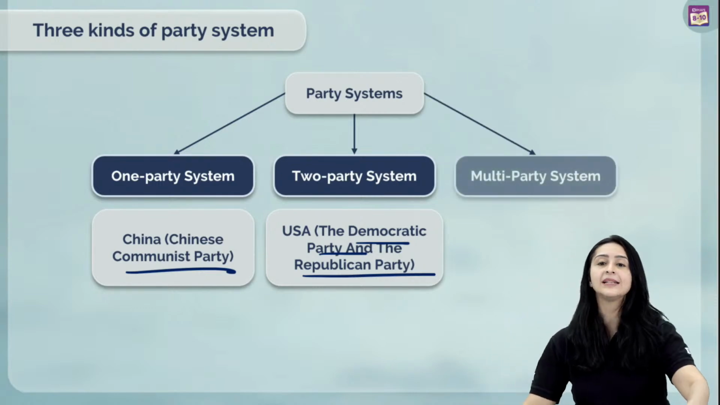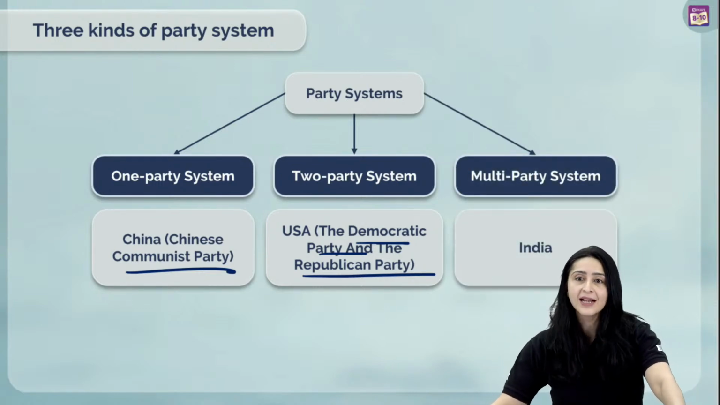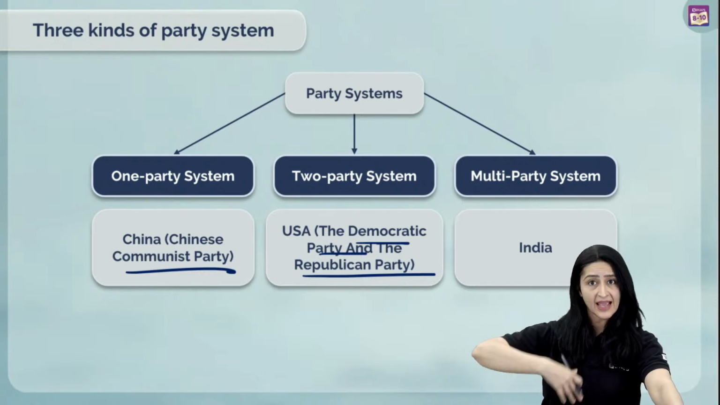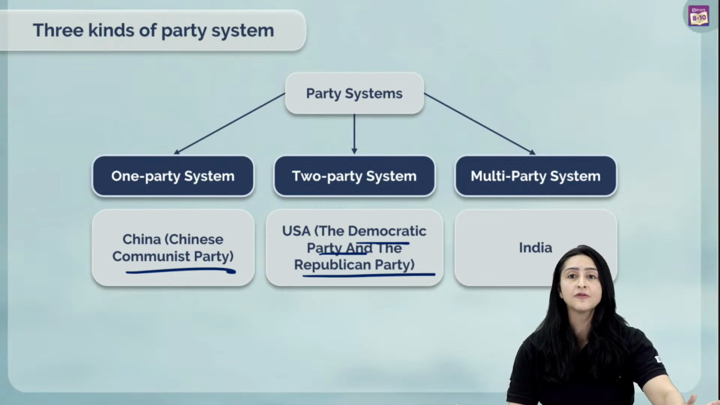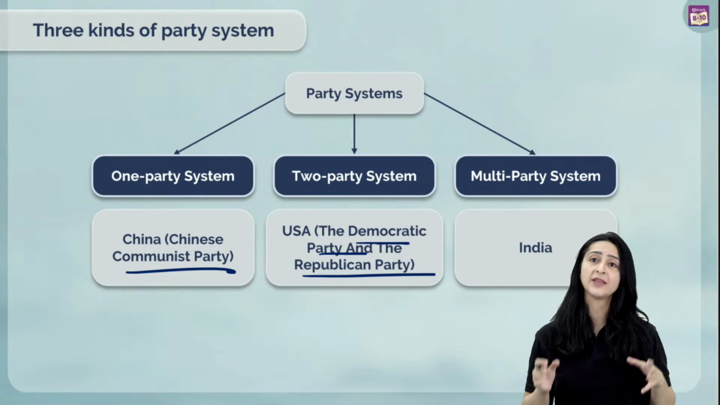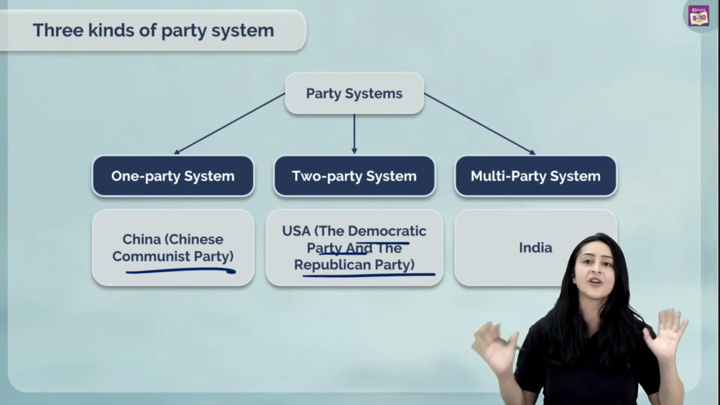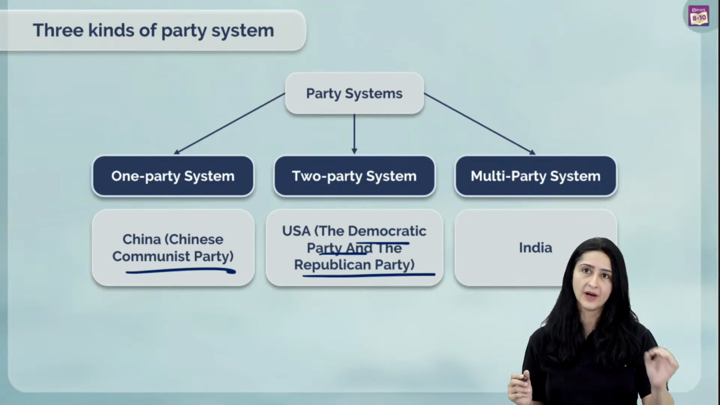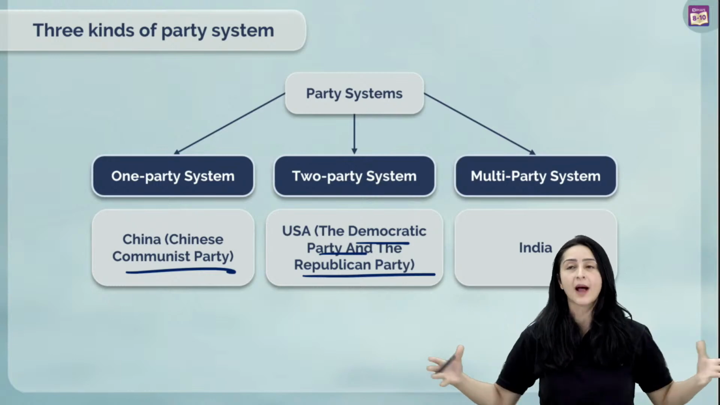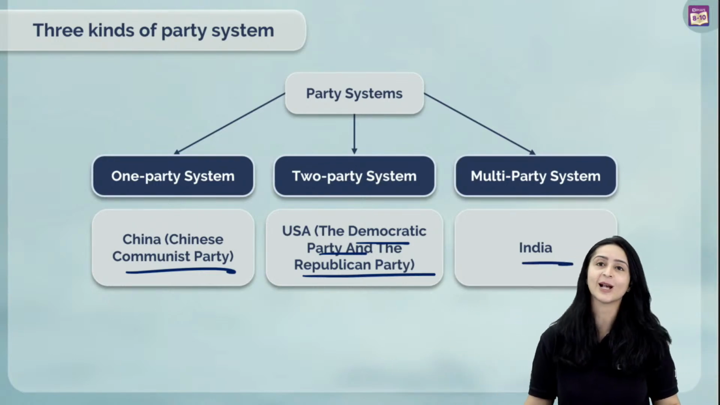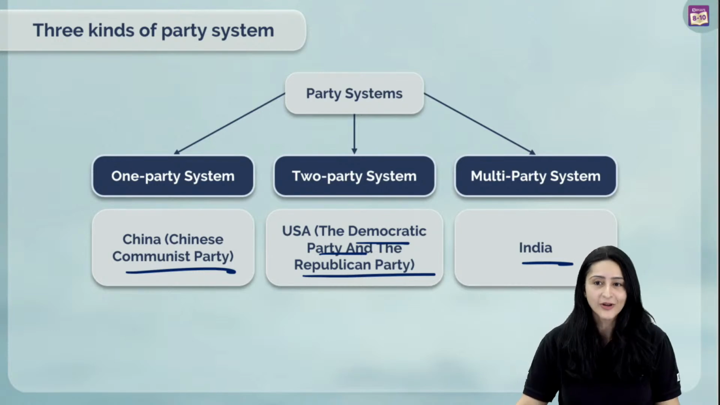Then you have the multi-party system. Multi-party system means that there are many political parties. It can be exceeding two, and any of these have the freedom and the choice to contest an election, and any of these can come to power. It's not restricted to a certain number in terms of the amount of parties that are allowed to contest election, and India is a prime example for this, right?